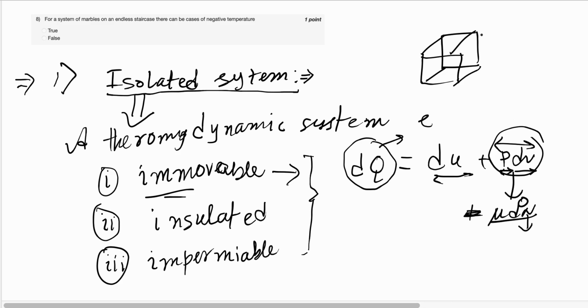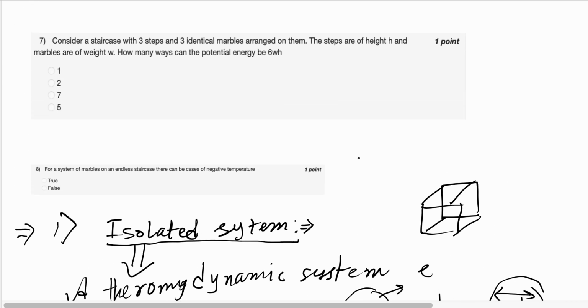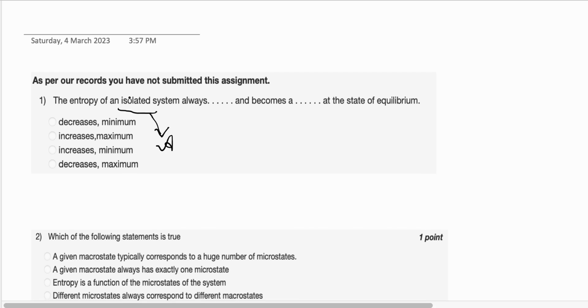That means there is no change of heat, and using the second law, the first law can be expressed as T dS equal to dU plus P dV. If the system is in the true sense isolated, T dS is equal to 0, so dS will be 0. That means entropy cannot change in an isolated system. But this question has a typo. This system is not the truly isolated system.